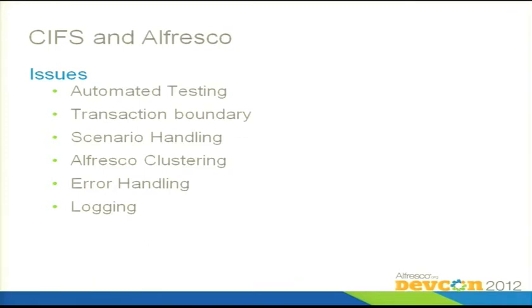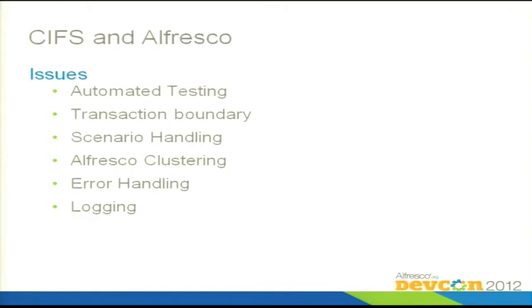And finally, I'll just mention error handling was a little unclear. If errors happened, you wouldn't necessarily know what had gone wrong with CIFS, and logging as well was quite difficult. JLAN has its own logging, and it was quite difficult to actually understand what was happening. So those are some of the issues that we were attempting to address over the last, it's probably longer than a year now.